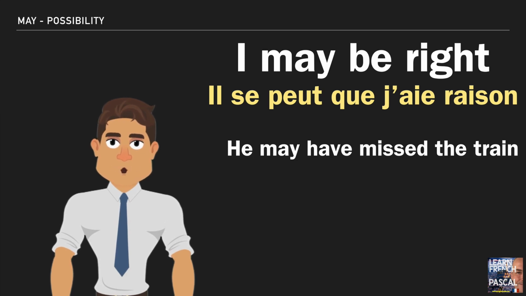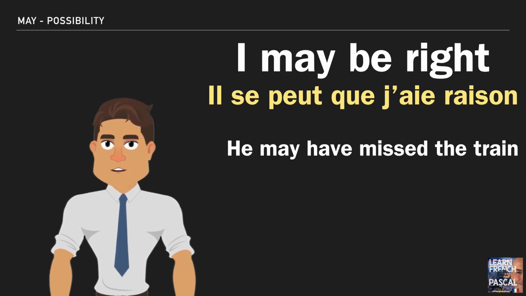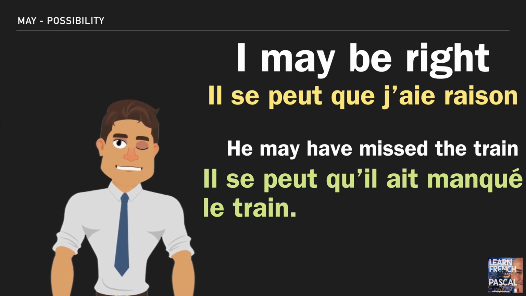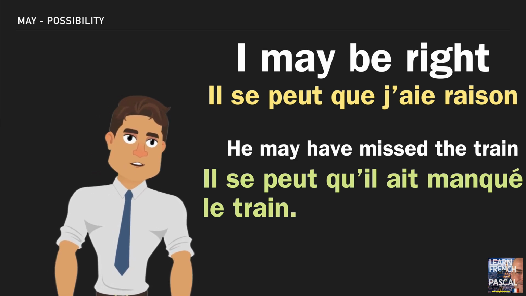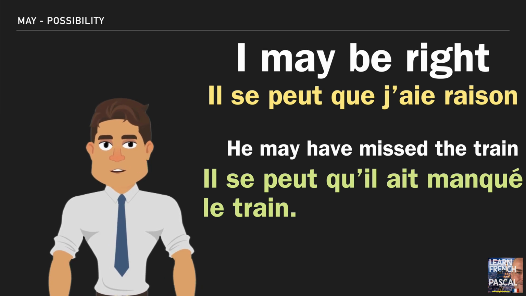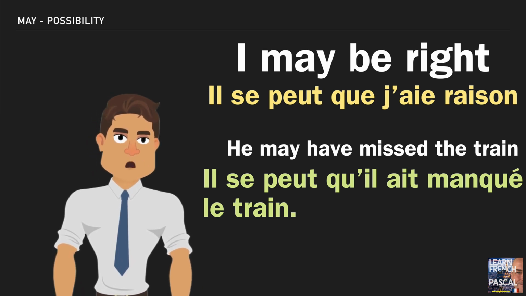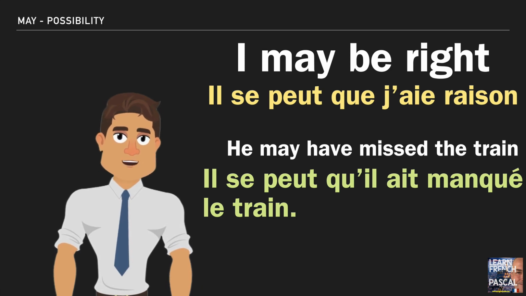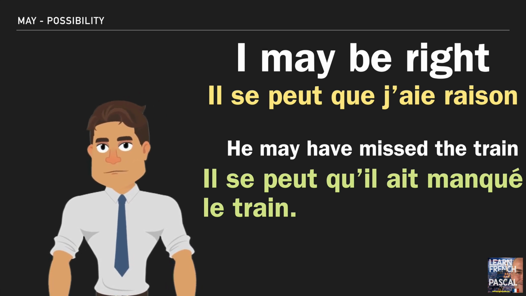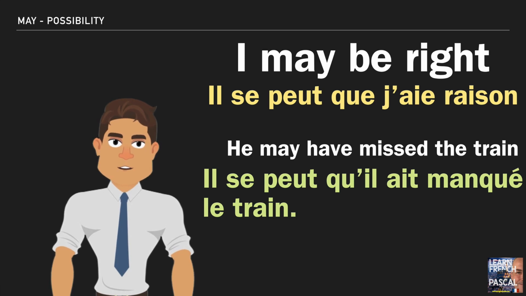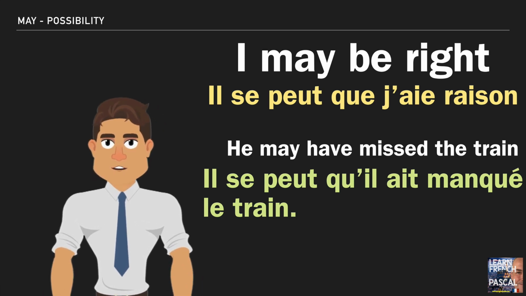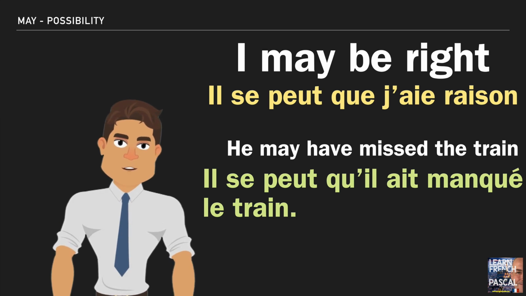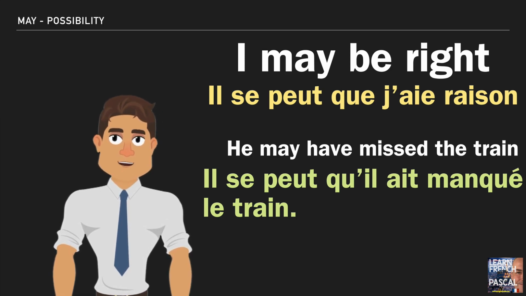He may have missed the train, again with the expression il se peut que becomes il se peut qu'il ait manqué le train. Again here we've got the correct form of the subjunctive mood of the verb avoir, ait. Il se peut qu'il ait manqué le train. It may be a bit complicated because we use the subjunctive form, but actually I'm sure you are going to hear this expression because it's very common to use il se peut que.